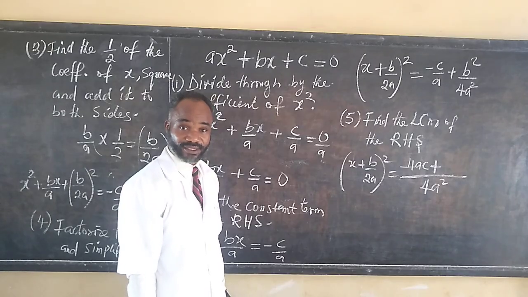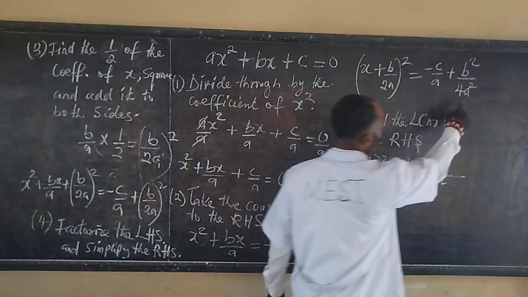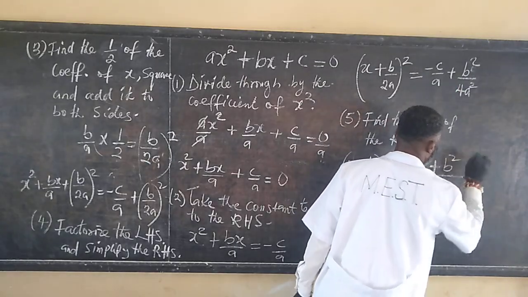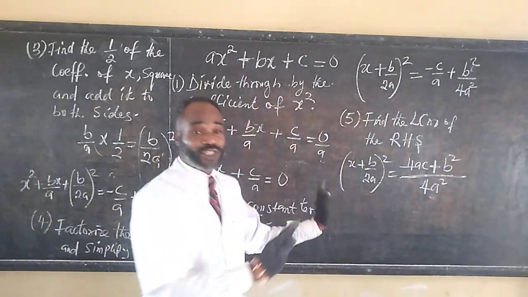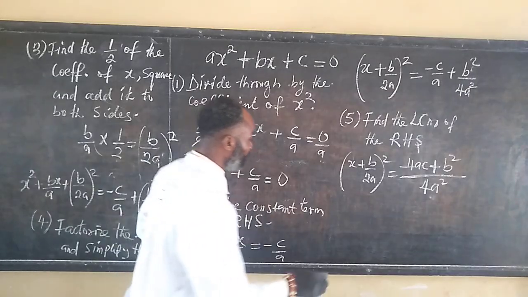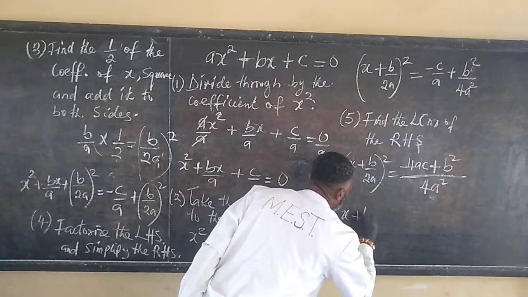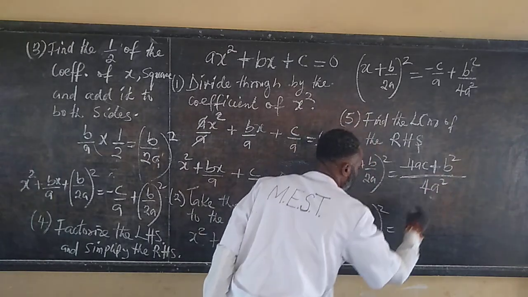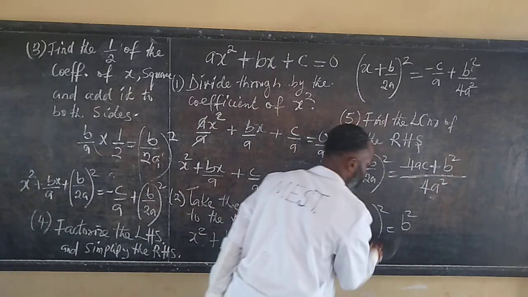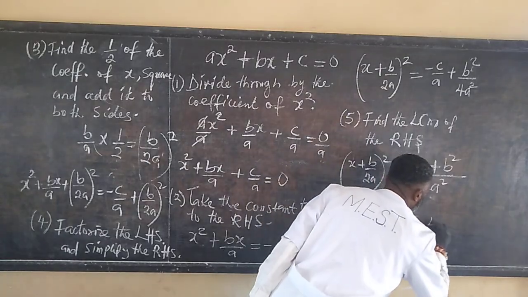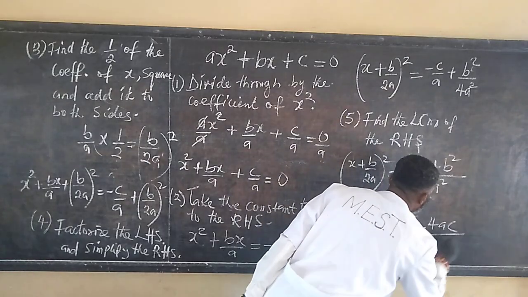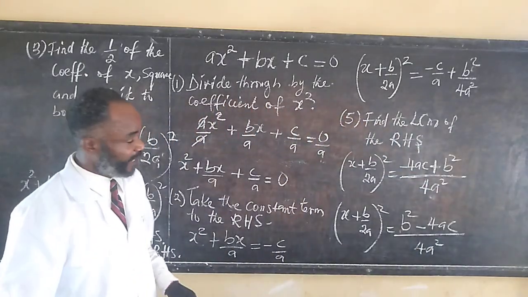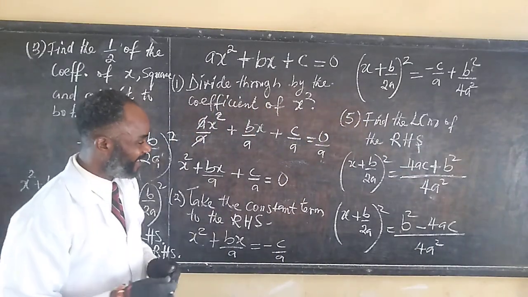It's becoming interesting, isn't it? Alright, so the next thing, 4a squared divided by itself is 1, times this becomes b squared. Eventually we can still turn this to be (x + b/2a) squared is equal to b squared, because it's positive, minus 4ac all over 4a squared. That's it. Okay? One more step.